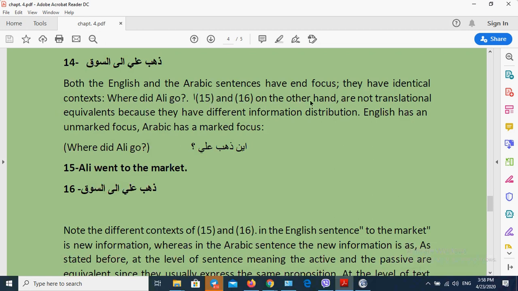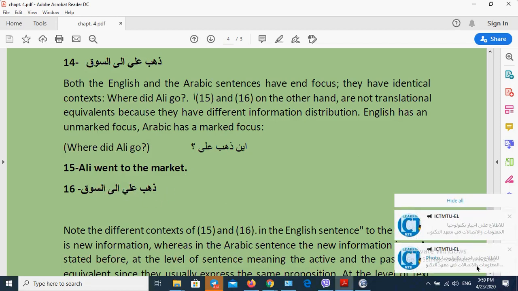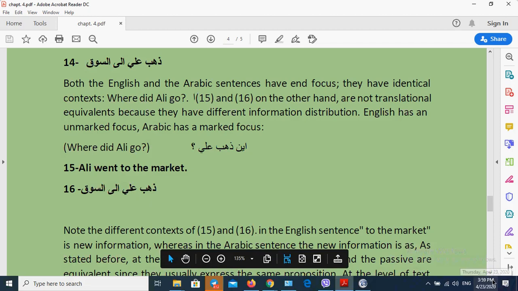Number 15, and we have 16. Here you see number 16. These are not translational equivalents because they have different information distribution. English has a marked focus, and Arabic has an unmarked focus. See the difference between English and Arabic. Where did Ali go? Ali went to market. ذهب علي إلى السوق.